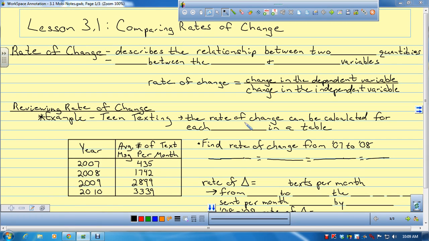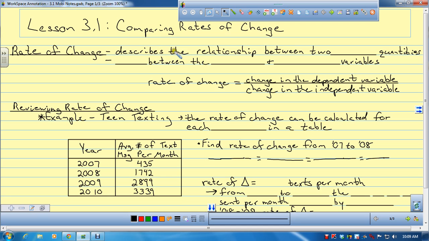Okay, we're going to go over comparing rates of change today for Algebra 1. This should mostly be review, so we're going to buzz through things pretty quickly. We reviewed this a little bit in our pre-algebra lesson at the beginning of the year. So here we go, just reviewing rate of change.